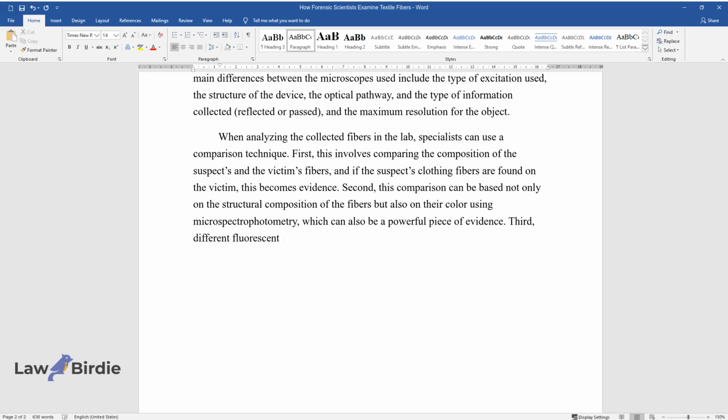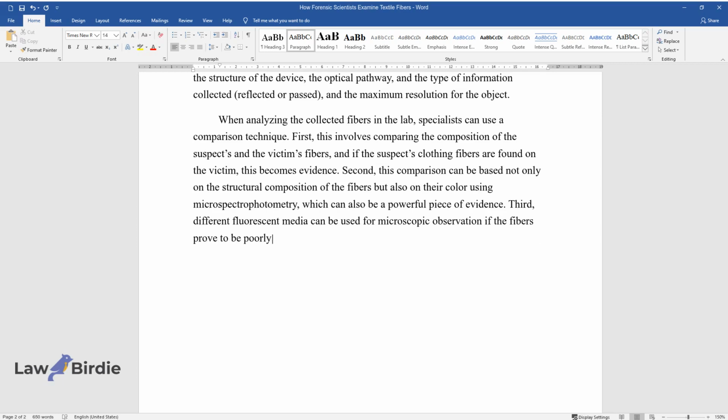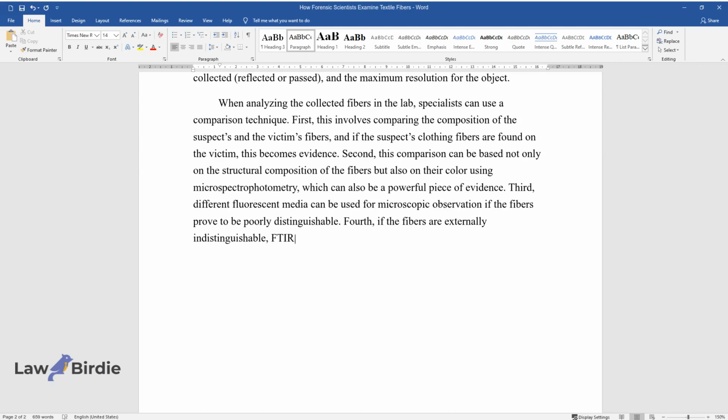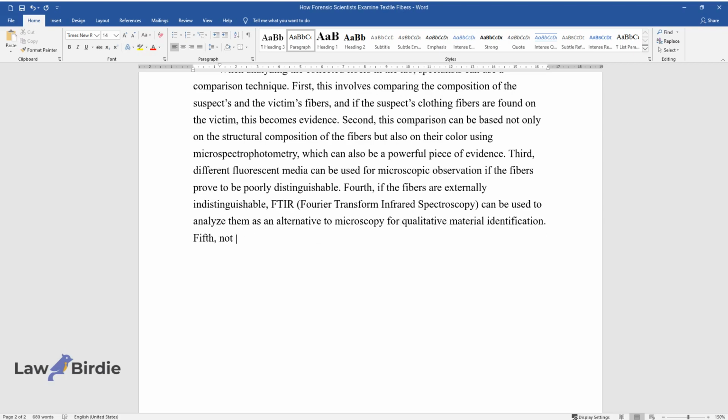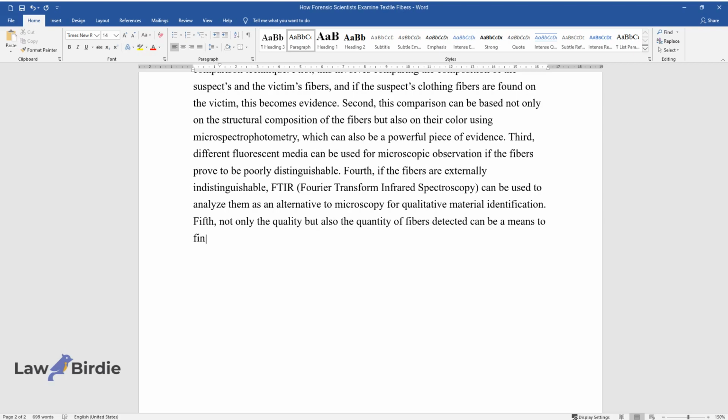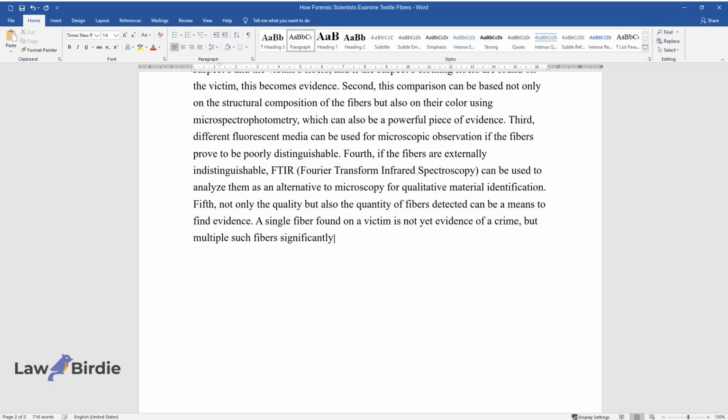Third, different fluorescent media can be used for microscopic observation if the fibers prove to be poorly distinguishable. Fourth, if the fibers are externally indistinguishable, FTIR, Fourier transform infrared spectroscopy, can be used to analyze them as an alternative to microscopy for qualitative material identification. Fifth, not only the quality but also the quantity of fibers detected can be a means to find evidence. A single fiber found on a victim is not yet evidence of a crime, but multiple such fibers significantly increase the likelihood of a link between them.